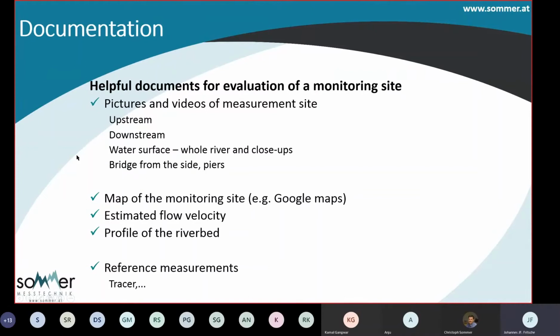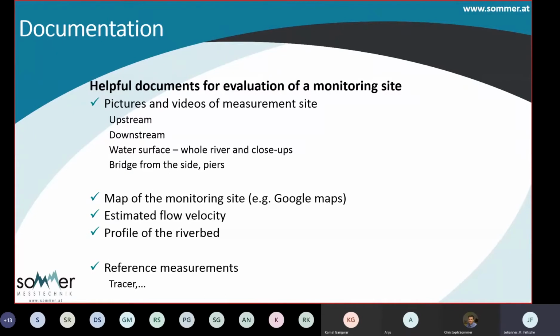Then, once you have decided which measurement spot you're going to use, you have a nice stream with a straight river flow, and you have a bridge where you can install your sensor, and all the rules are more or less fulfilled. Then you should document the site for the evaluation. So take pictures and take some videos of the measurement site. Maybe take a video of the water flow upstream and downstream, and of the water surface and the edge of the river, so you can see any obstacle that is on the surface.